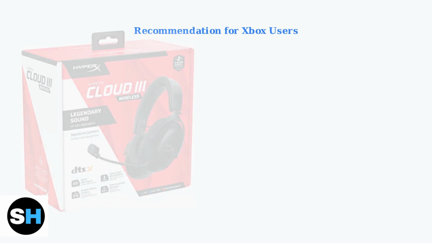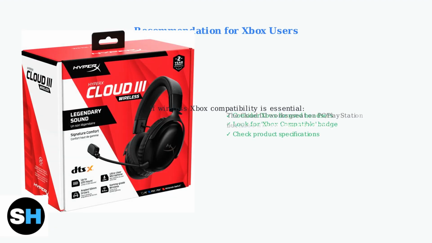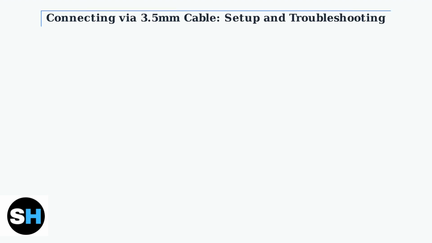If wireless Xbox compatibility is a must-have feature for you, consider purchasing an Xbox-licensed headset instead. Look for the Xbox-compatible badge on the packaging, and always check the product specifications before buying. Remember, the HyperX Cloud III Wireless works excellently on PC and PlayStation platforms, but Xbox's licensing requirements limit its wireless functionality on Microsoft consoles. To connect your HyperX Cloud III Wireless to Xbox, you'll need to use the included 3.5mm audio cable, since wireless connection is not supported.